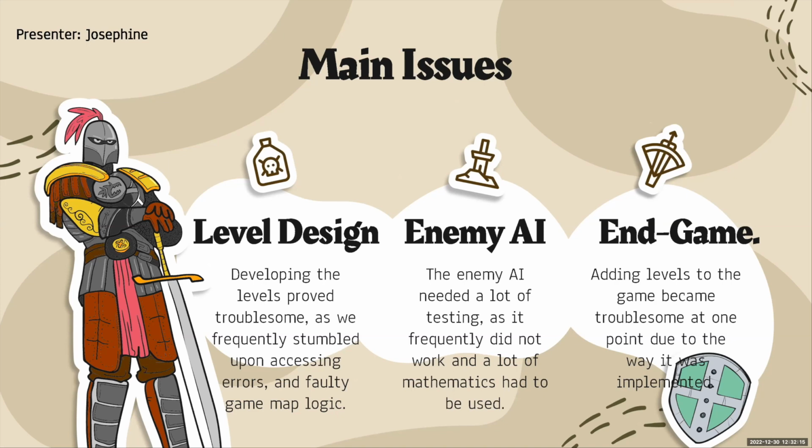So the main issues we had were level design. When we were developing the levels, we stumbled upon accessing errors and faulty game map logic. In order to fix that, we did trial and error in the end, but we worked as a team on it, so it made the problem not as huge as it was in the beginning. As for enemy AI, it needed a lot of testing as it frequently did not work, and a lot of mathematics had to be used.